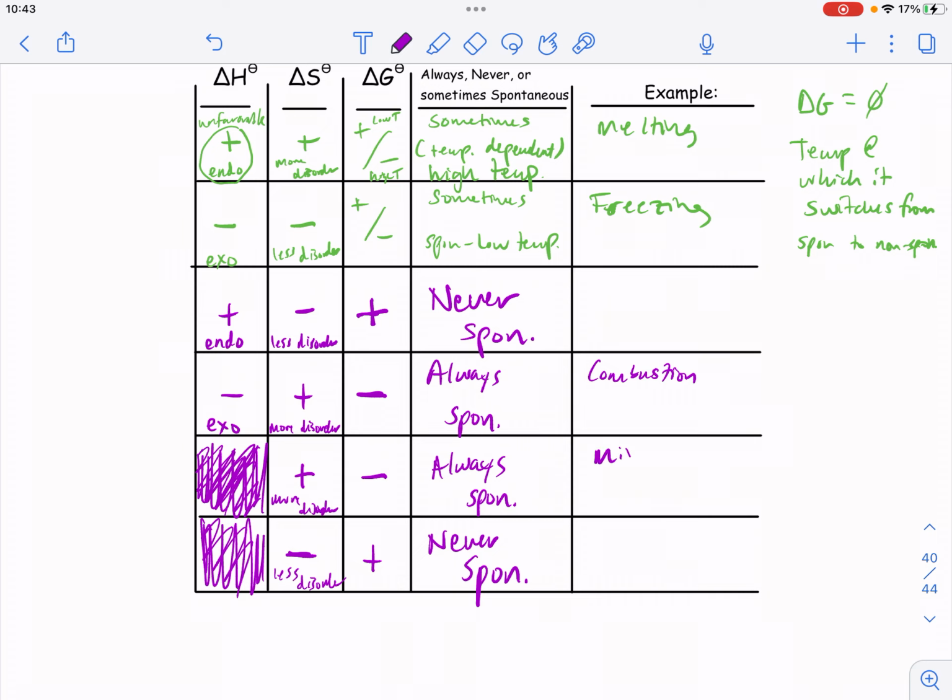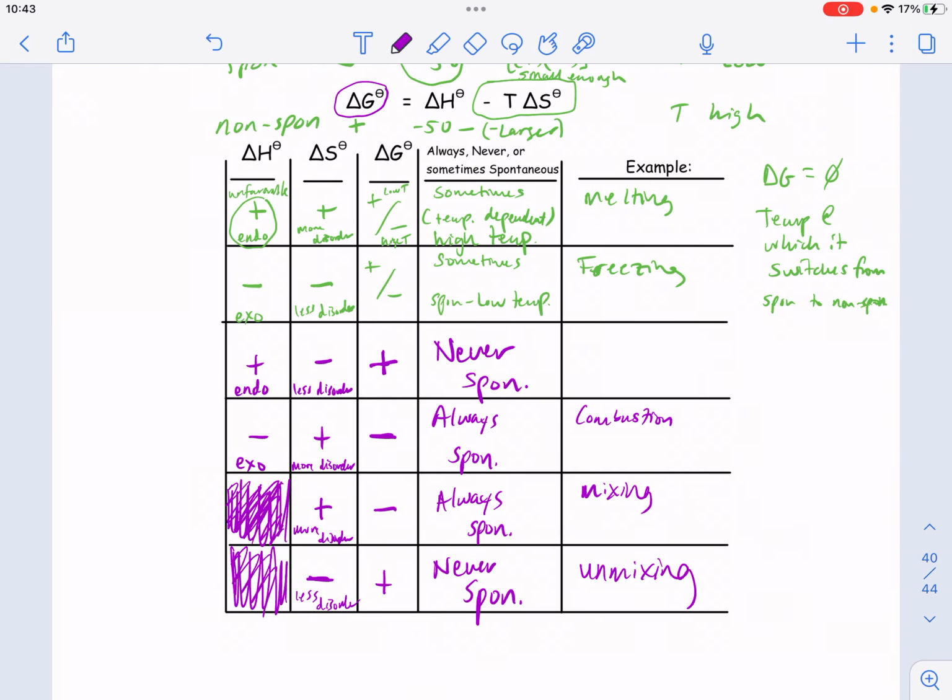It's like mixing. This is unmixing. Okay, so that's like an overall table to consider all the possible combinations of delta H and delta S. These first 4 rows, they do give you this on paper 1. They give you different combinations of positive and negative delta H and delta S, and maybe delta G, or maybe they just ask you, which of the following is always spontaneous, which is spontaneous at high temp, which is spontaneous at low temp, and they expect that you can work that out on paper 1 without the equation.